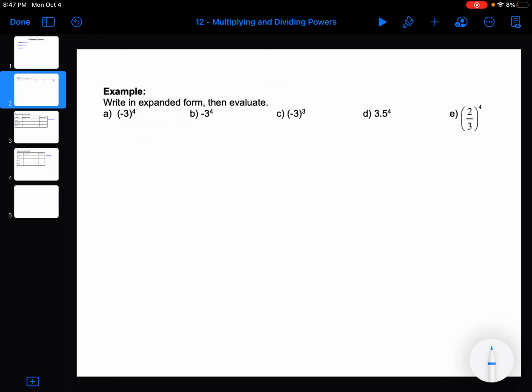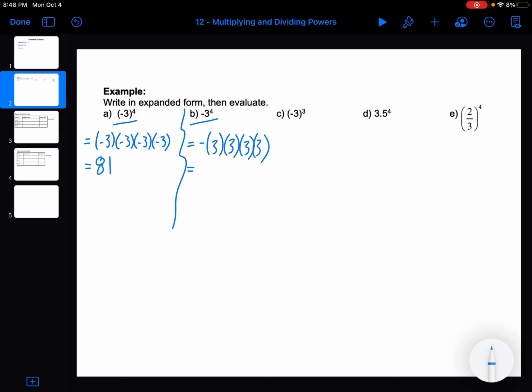So I'm not going to go through all of these, but what I do want to show you is that there's some different things that can help us. These two are drastically different. If I were to write them out, I would have -3 times -3 times -3 times -3. Well, that one's a little bit harder, but that's 81. Now the next one is actually going to be negative and then 3 times 3 times 3 times 3. So that negative's all by itself.